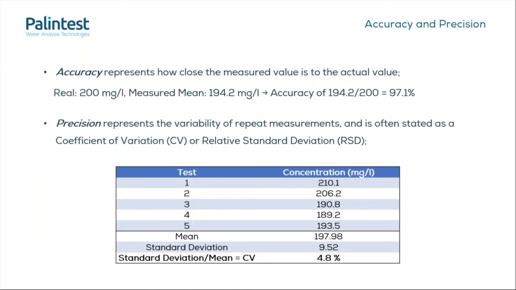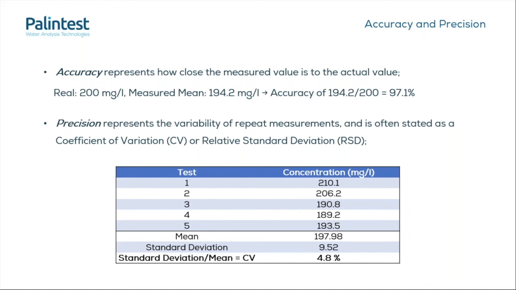So what does accuracy and precision actually mean? Accuracy is how close the measured value, so the value you see on screen, is to the actual value of the standard. As an example, if we had a 200 milligram per litre or ppm solution, and the measured mean as produced by the Cameo was 194.2, this is an accuracy of 97.1%.